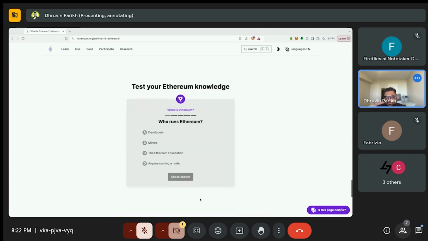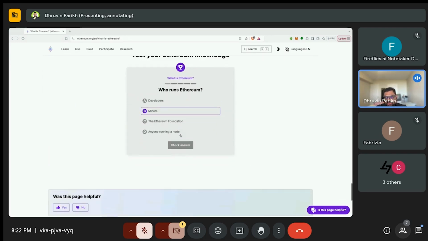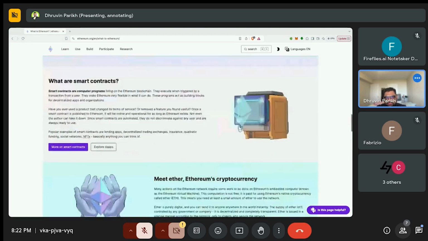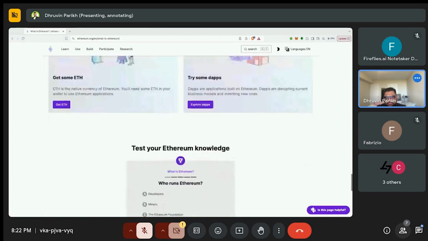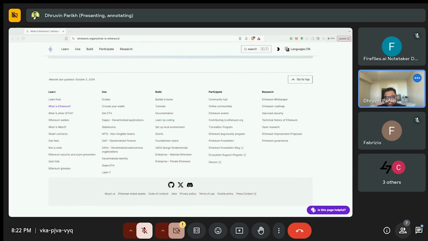All right, and these are some knowledge testers, so definitely go through them. Not a big reading. And next we're going to look into DeFi.